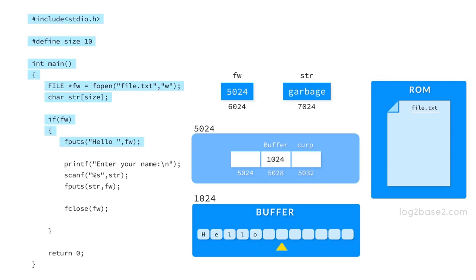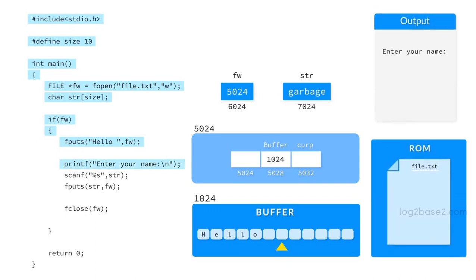So hello and a space is written to the buffer, and now we ask the user to enter the name. Suppose the user enters the name Alan. So it is scanned and stored in str. And now we call the function fputs by passing the string str and the file pointer. The current buffer pointer points to the next position after the space. So the string str is written to the buffer. So now hello space Alan is in the buffer and is not written to the file yet.